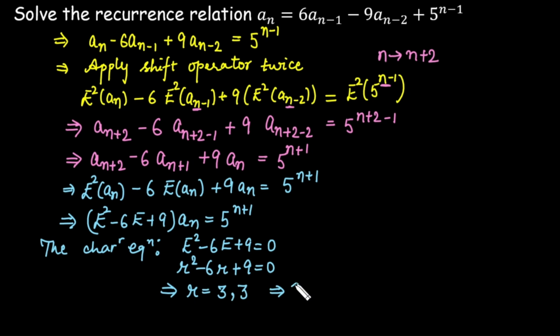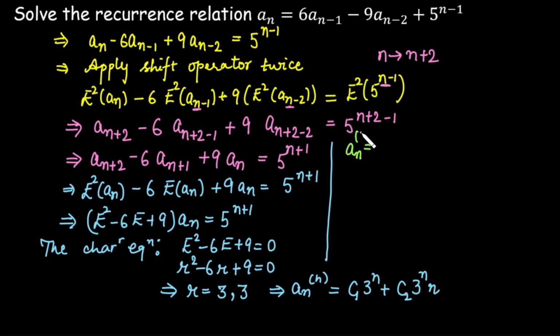This implies the homogeneous solution of the recurrence relation is equal to first constant, first root raised to power n, plus second constant, second root raised to power n, but both the roots are the same, so multiply by n. From here we can find the particular solution. How to find that? First thing, we need to take this operator form in a denominator. We can write an raised to power p for the particular solution as 1 upon E² − 6E + 9 of 5 raised to power n plus 1.